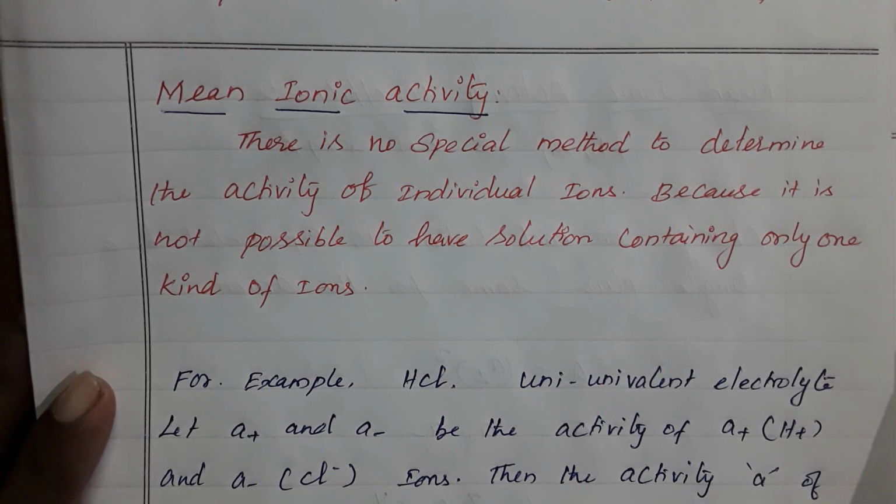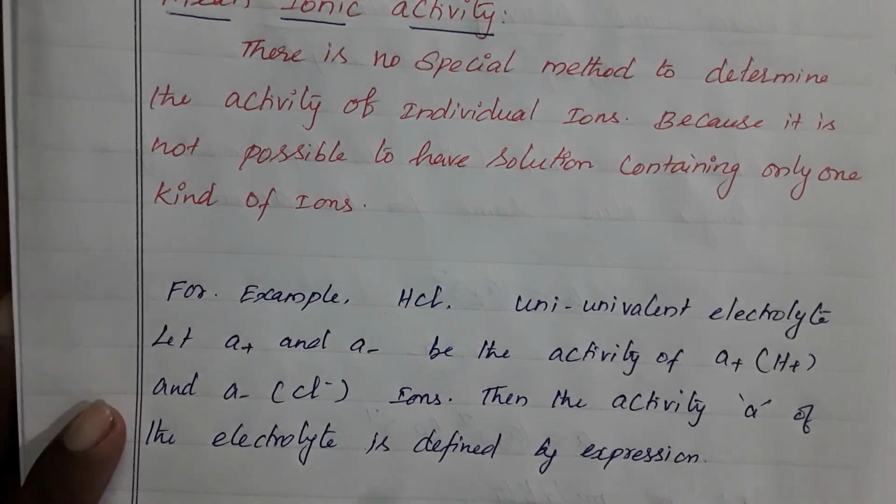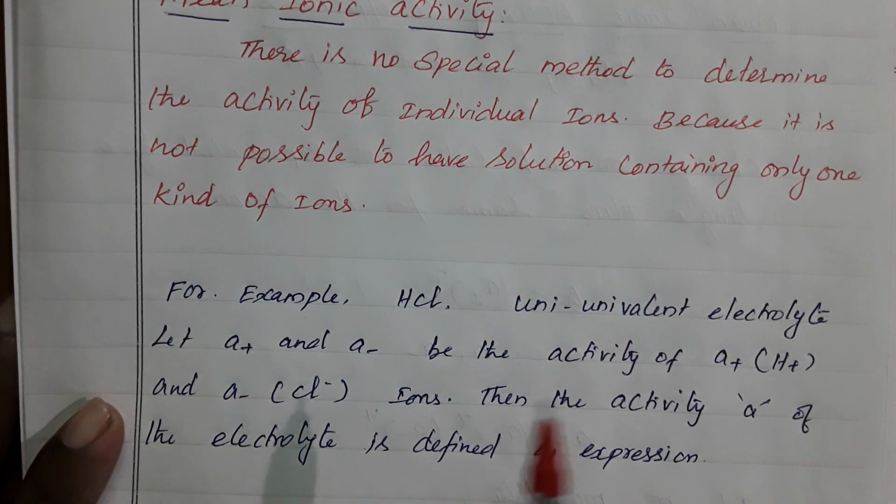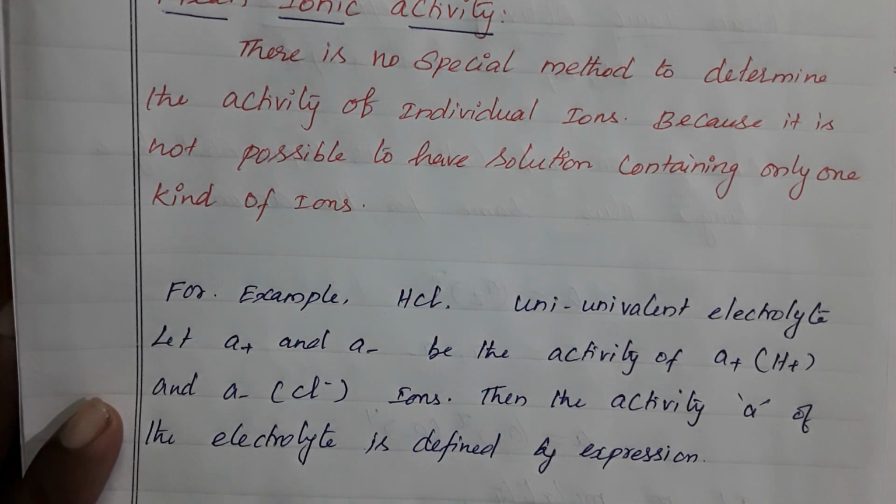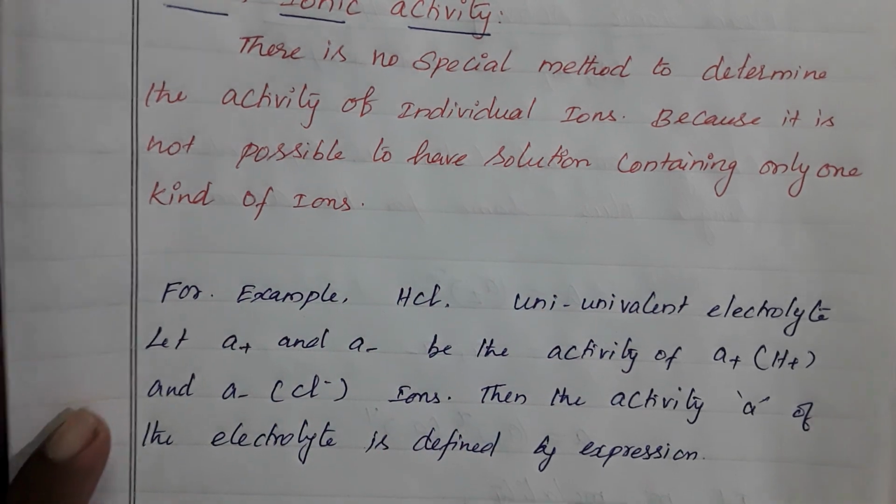If you are taking a solution containing a large number of ions, we cannot find the activities of the ions in a very accurate way, because it contains many ions, which may be positive or negative. There is no special method to determine the activity of an individual ion, because it is not possible to have a solution containing only one type of ion.